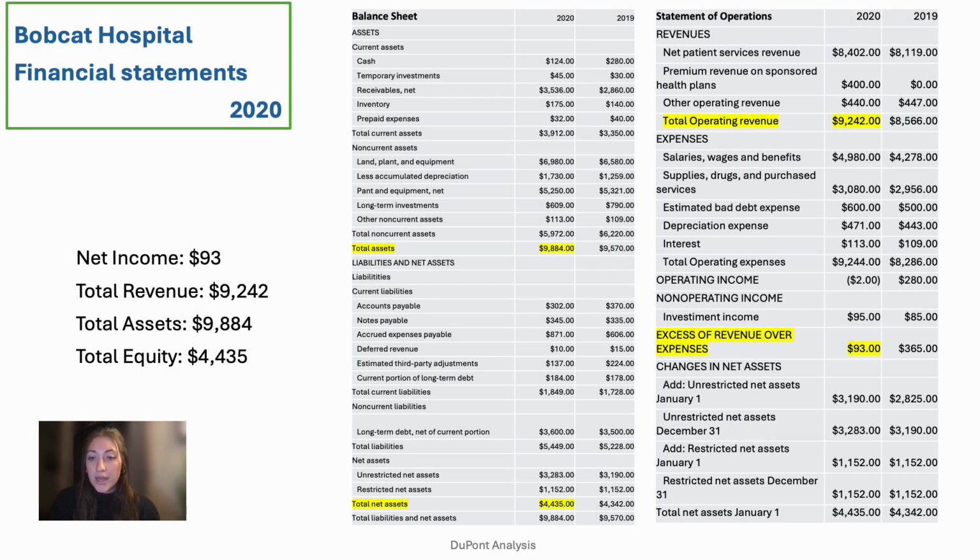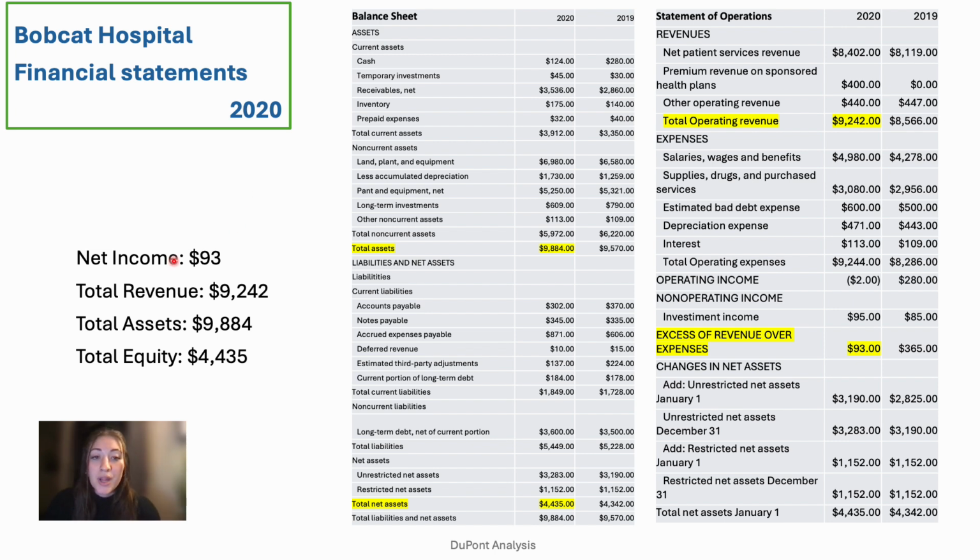So here are the Bobcat Hospital financial statements from 2020 and 2019. For this purpose, we're going to be using the 2020 year for our statements. So right here, you can see this section of numbers from our before slide. Those are what we're plugging into our formula itself. And like I said, you get them from the balance sheet and the statement of operations of the organization, which this organization is the Bobcat Hospital.